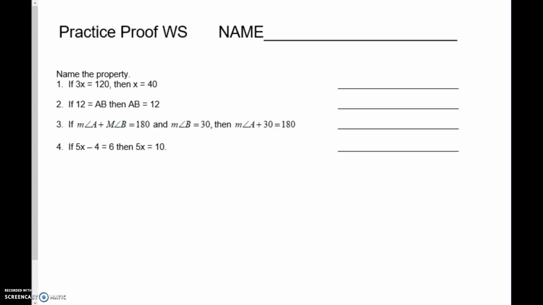Here's some solutions here. So name the property. So it says 3x equals 120, and the next side it just says x equals. So what did they do to get rid of that 3? And most of you are going to tell me that they are going to divide. So it's the division property of equality. Now remember that you could also multiply, because you could be multiplying by 1/3 instead of dividing by 3.